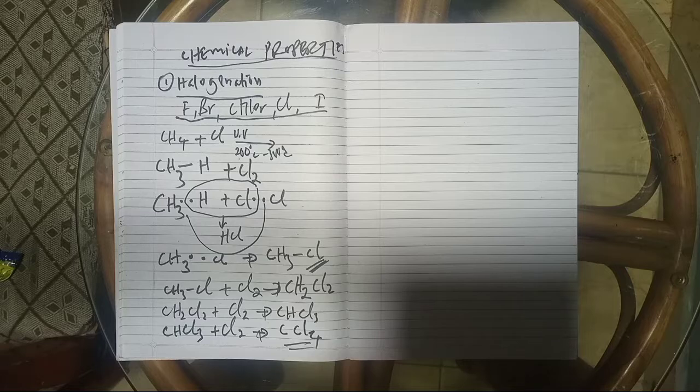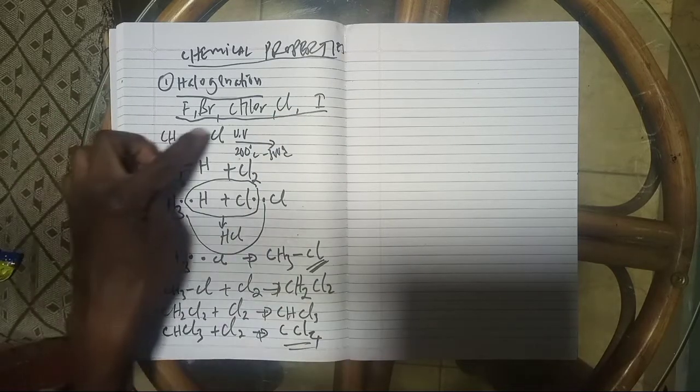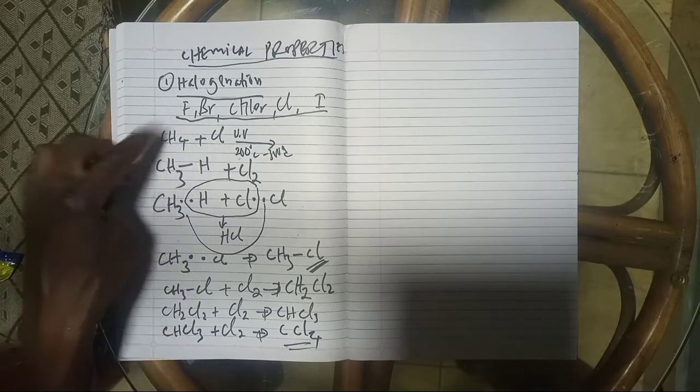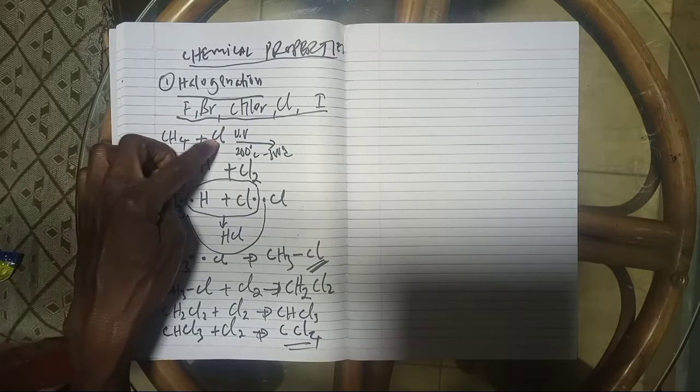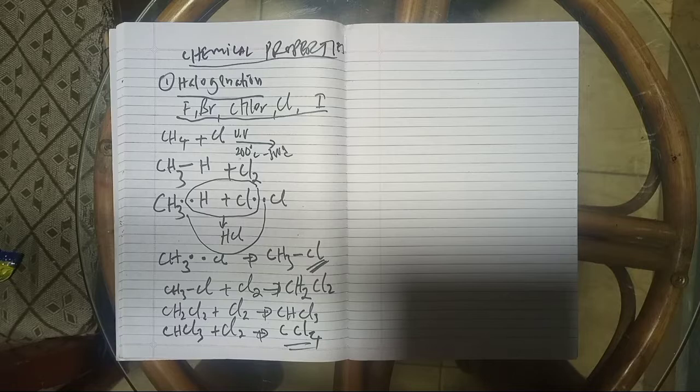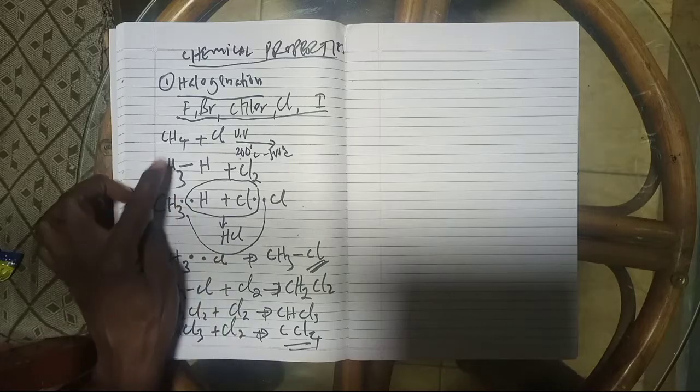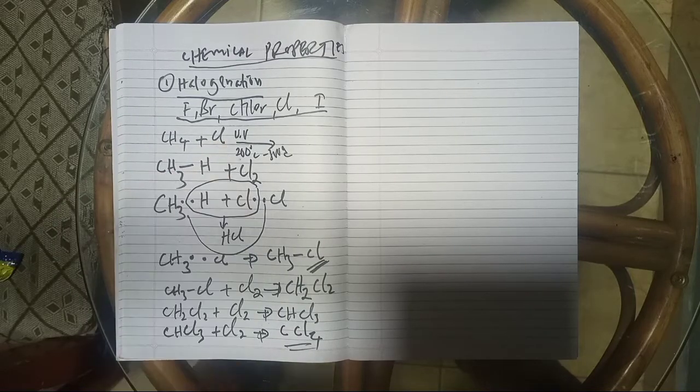Now the first reaction is called halogenation. Halogenation is all about addition of halogens to alkane, and this is done by replacing one of the hydrogen by halogens, and that is why we say this involves the substitution of hydrogen atoms of alkanes with the halogen atoms. So it is all about substitution. So we are just replacing the hydrogen with the halogens.